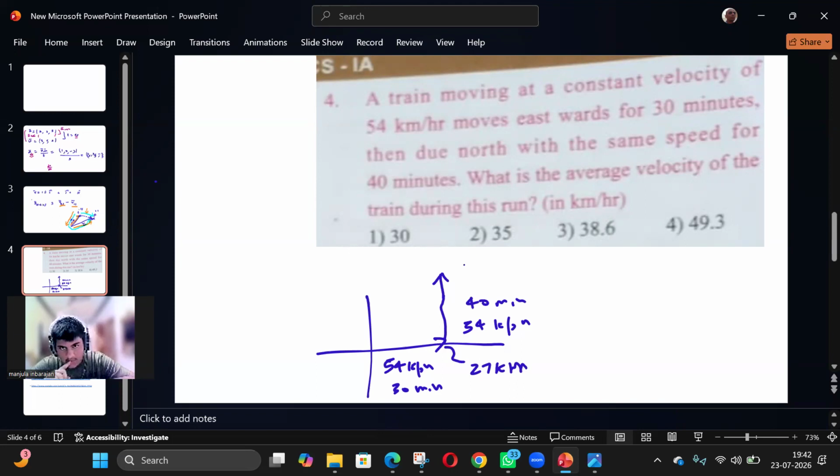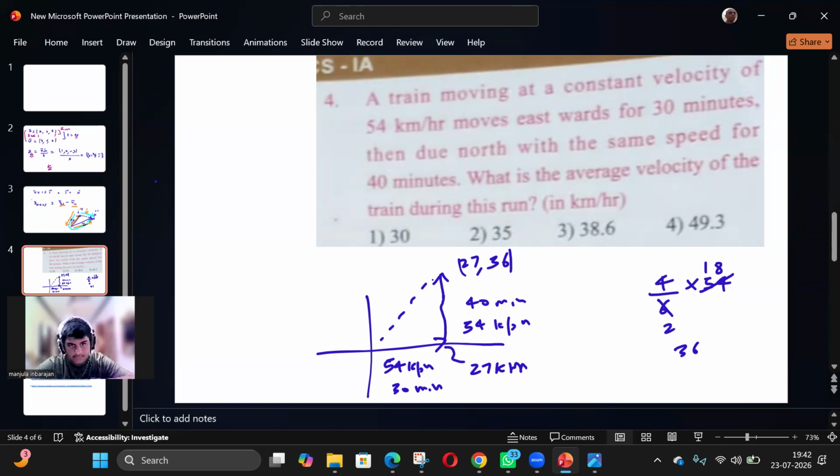Right? So in 40 minutes, you will travel a distance of 4 by 6 into 54. 9 6 of 54. 3 will go 2 times, 3 will go 1, 24, 36. So 9 4 are 36. So the coordinate of this point is 27, 36. So this is the displacement.